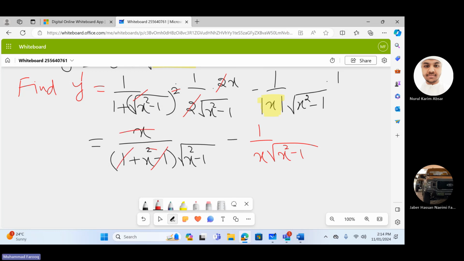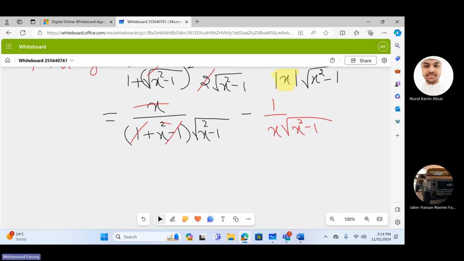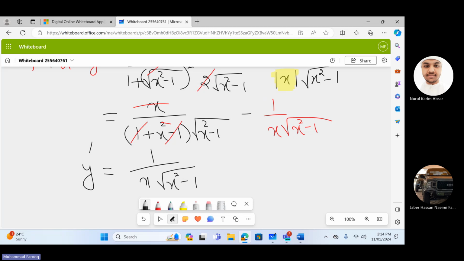So finally, we have y prime. Y prime is equal to 1 over x times the square root of x squared minus 1, minus 1 over x times the square root of x squared minus 1. You can see both are the same. Yes or no? And they are subtracting. So what's the answer? 0.